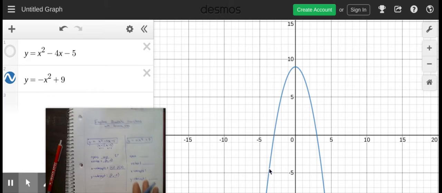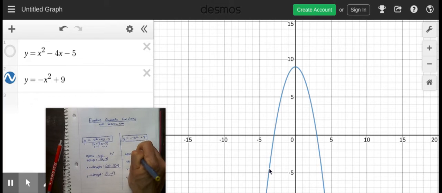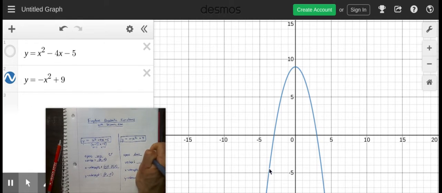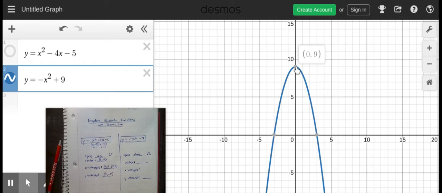This parabola opens down. It doesn't look like a U shape. It looks like an upside down U shape or an inverted U shape. The vertex, the maximum or the minimum. In this case, the vertex is a maximum, and it happens to be right on the y-axis. So it is at (0, 9). Coordinate (0, 9).